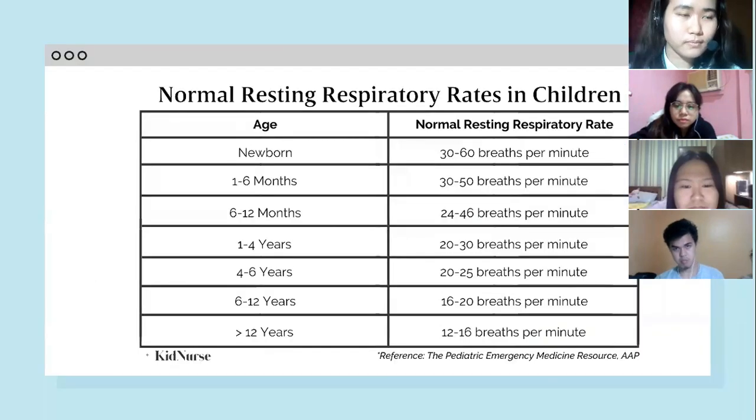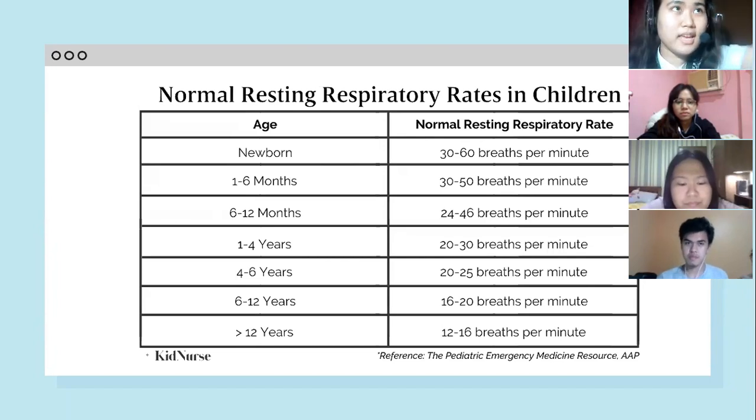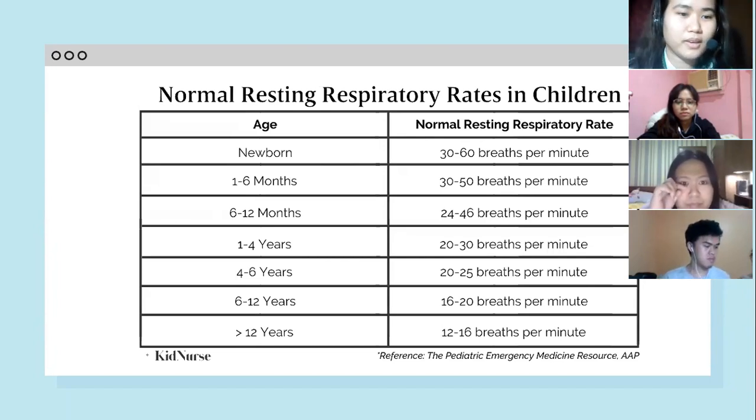As you can see, it is affected by age, and infants and adults are different. You can see the normal resting respiratory rates at different ages, from newborn to more than 12 years old. The older the child, the fewer the breaths per minute, and the younger, the more. You can also find this on the internet.